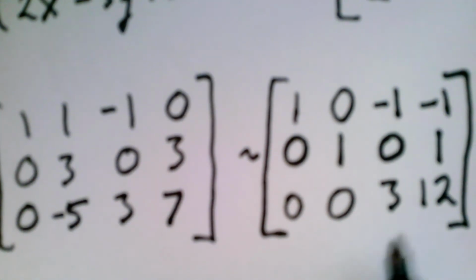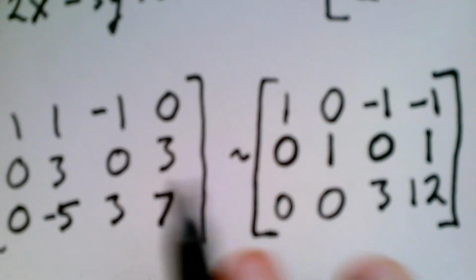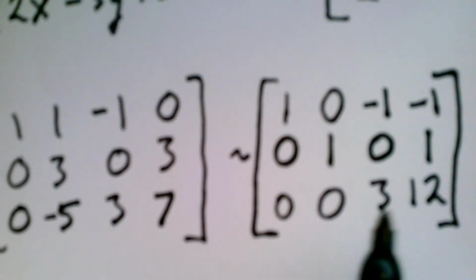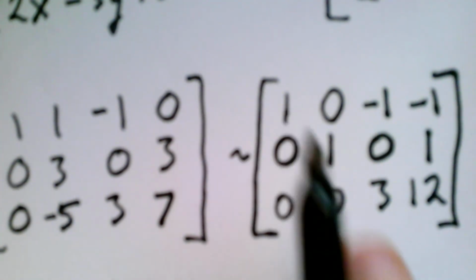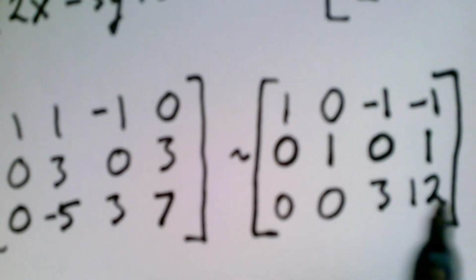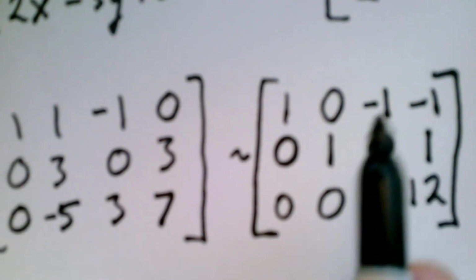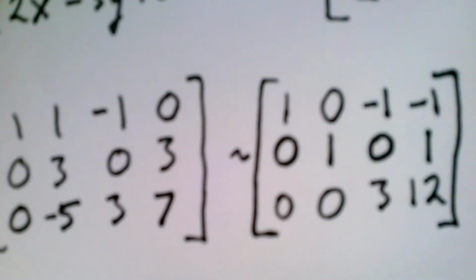Now from here I'm going to do the same thing that I did to the second row, but do it to the third row. I'm going to divide by 3 so that I get a 1 in the diagonal. 1, 1, 1. And then I'm going to have to take whatever I get there and use it to kill off that entry to make it a 0. So let's start that.